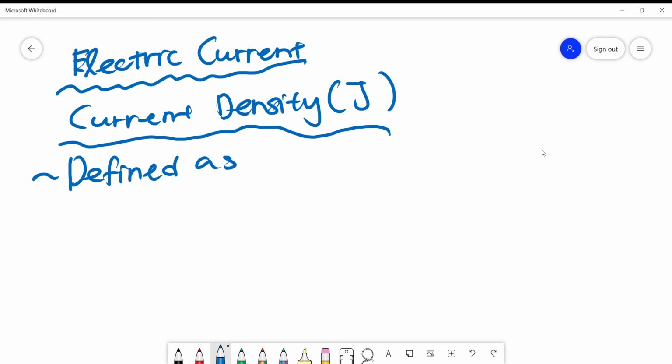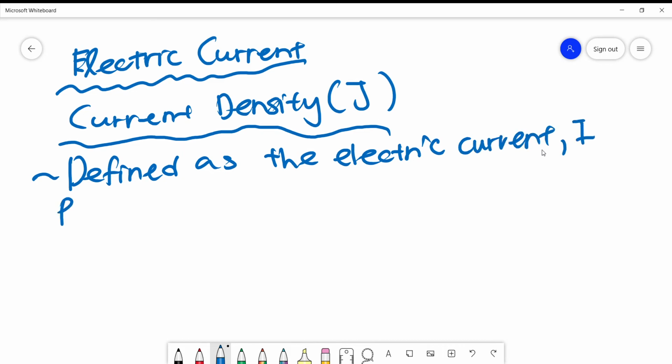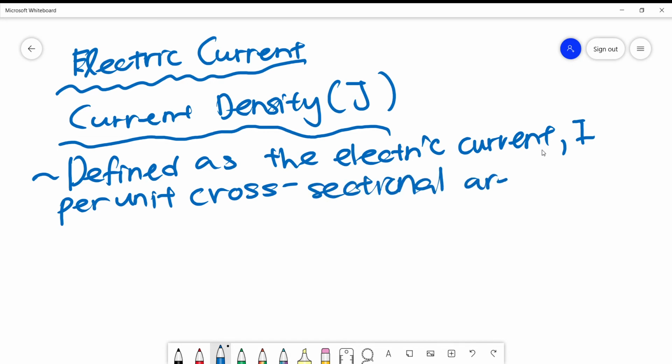the electric current, which is I, per unit cross-sectional area of the wire. So the current density is actually defined as the electric current per unit cross-sectional area of the wire.